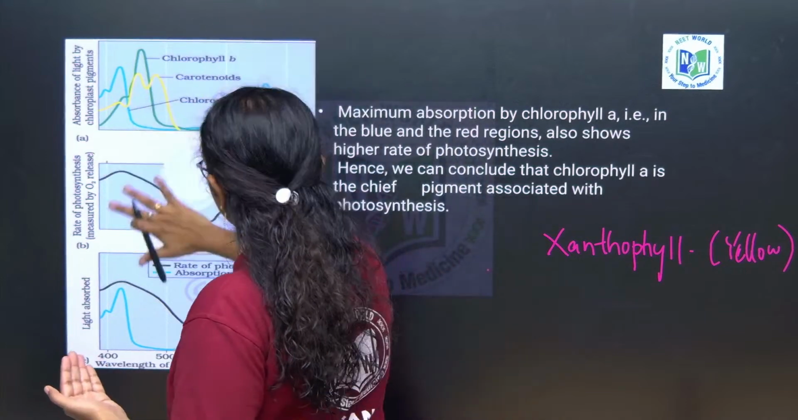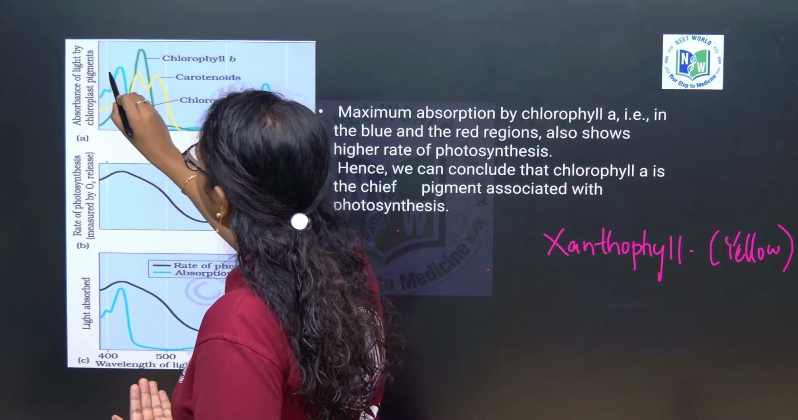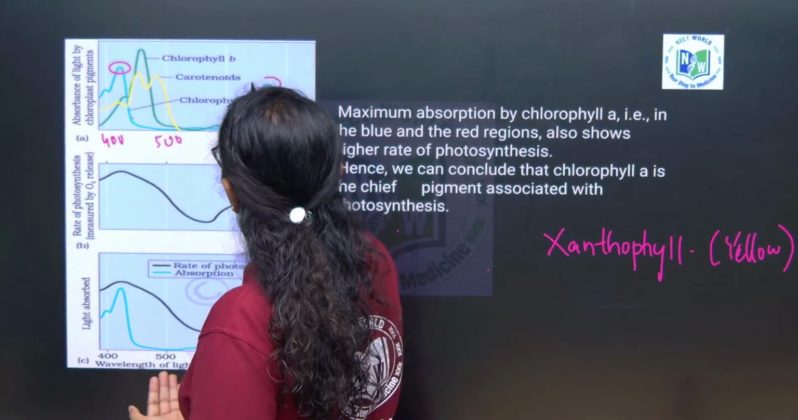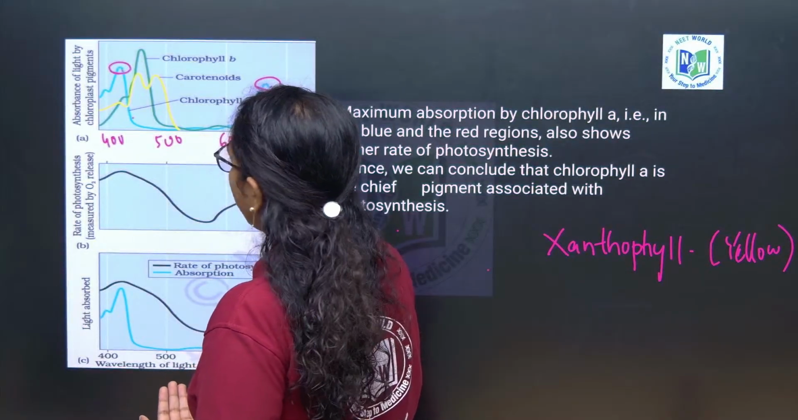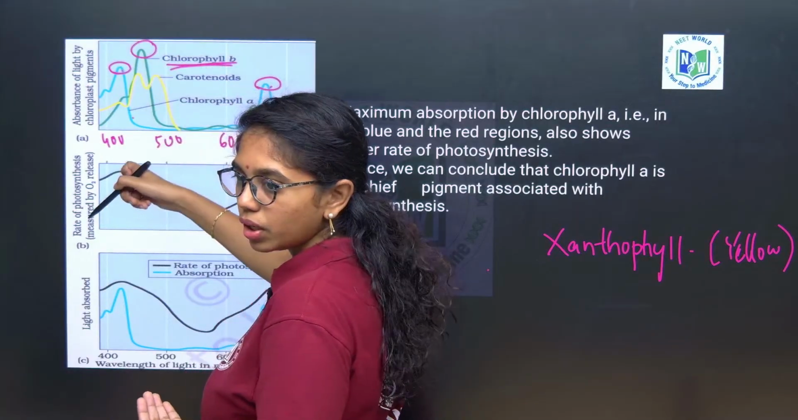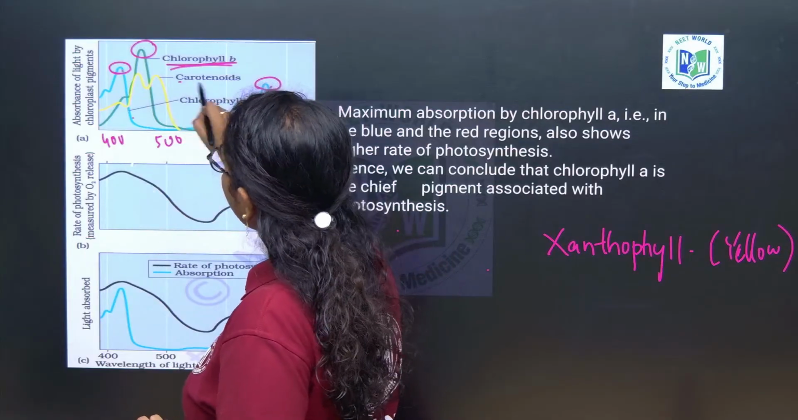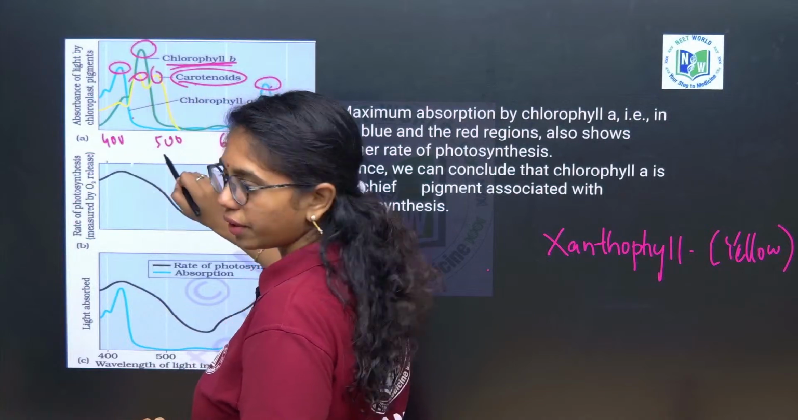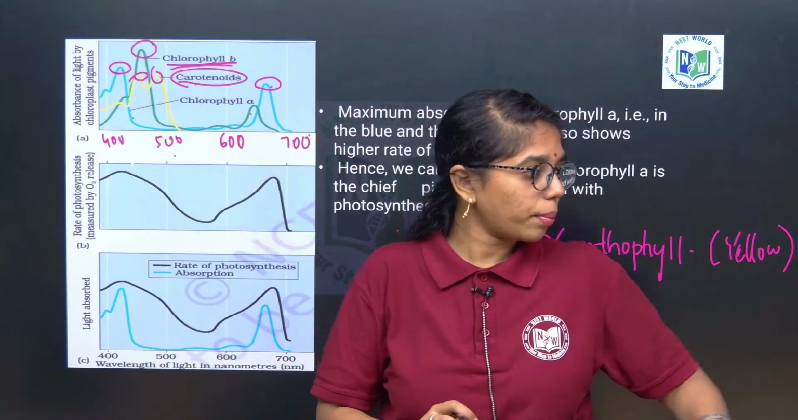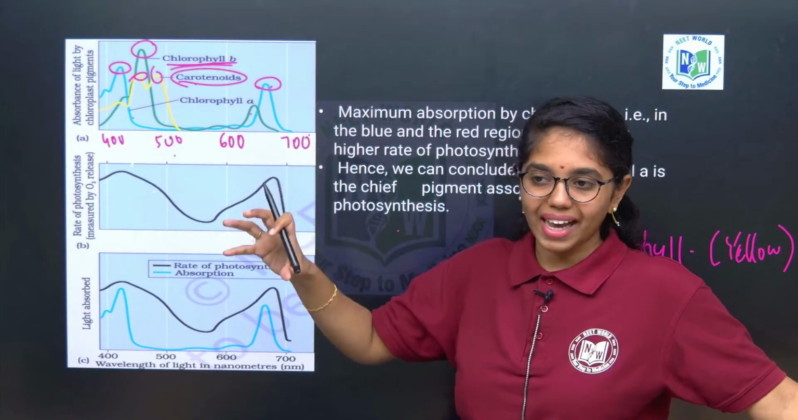If you clearly see this absorption spectra with different pigments, for chlorophyll A you can see one peak between 400 to 500 nanometers, and one more peak between 600 to 700 nanometers. For chlorophyll B, you can see only one highest peak between 400 to 500 nanometers, and this other is a small peak, we are not counting it. Next, carotenoids: you can see two peaks only between 400 to 500. From this you can clearly state which pigment is absorbing the maximum wavelength. Chlorophyll A is absorbing maximum sunlight.